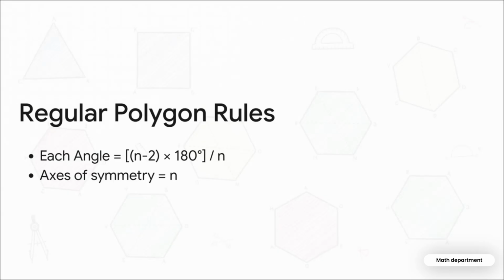Because these regular polygons are perfectly balanced, we can easily find the measure of just a single interior angle. This formula right here is literally just our previous rule for the total sum, but divided by n, which is the number of angles. We are just taking that massive total pool of degrees and ensuring every single corner gets its exact equal share. Additionally, the source notes a fantastic shortcut. A regular polygon always has exactly n axes of symmetry. So a regular hexagon with 6 sides, boom, it has exactly 6 lines of perfect symmetry.